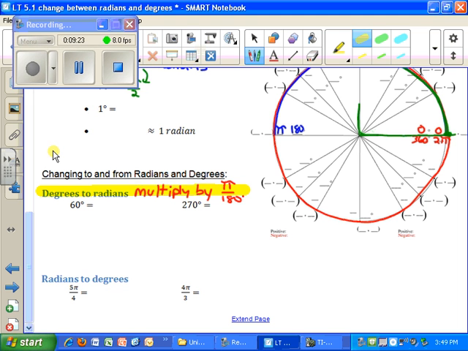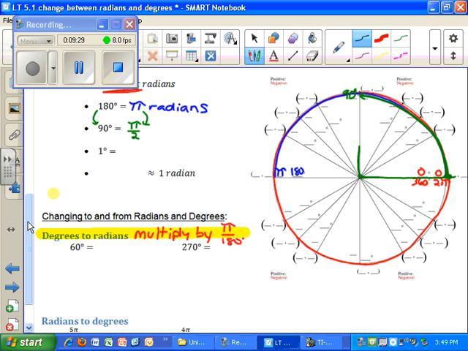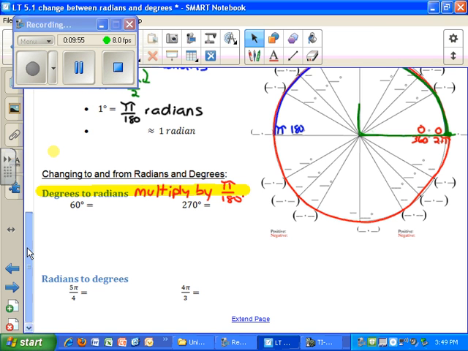So if we are going to figure out how many radians are in 1 degree, we can use that rule and say I'm going to multiply 1 by pi over 180, and we just get pi over 180 radians. So 1 degree is going to be pi over 180 radians. That's going to be a pretty small number. Okay. So let's take a look at some of these angles.